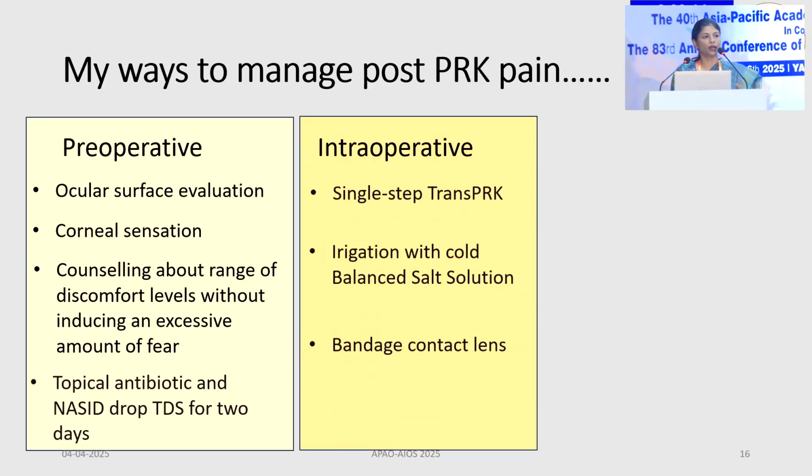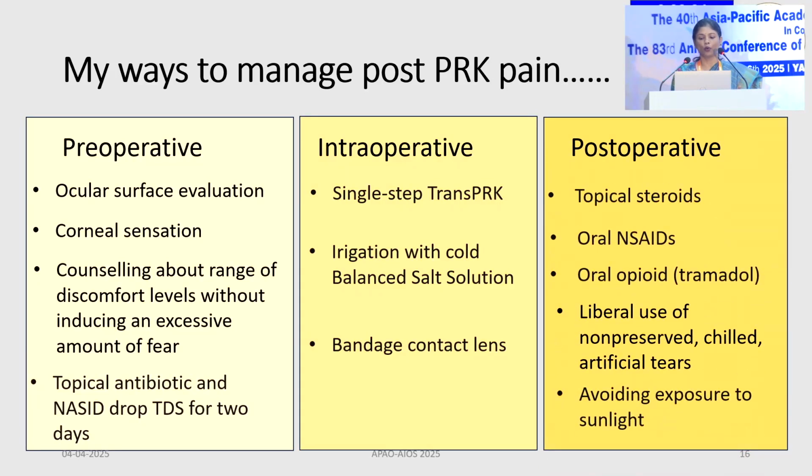In the intraoperative period, I prefer doing transepithelial PRK with good irrigation after laser with chilled BSS and application of BCL in all the cases. In the post-operative period, I prefer giving an antibiotic and steroid combination. If the patient is very anxious and apprehensive, then I add oral tramadol along with the NSAIDs. And I always advise to use artificial tears, cold and chilled artificial tears, frequently so that they feel comfortable in the post-operative period, and to avoid sunlight exposure.